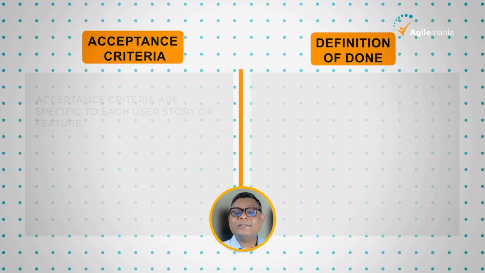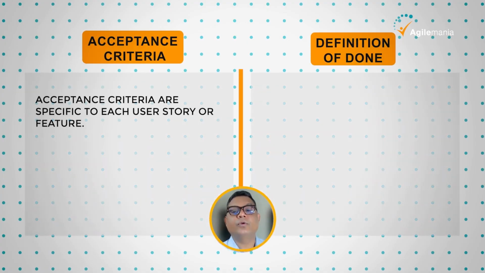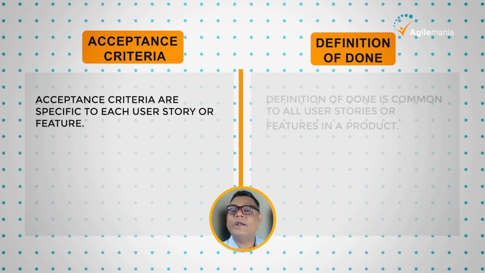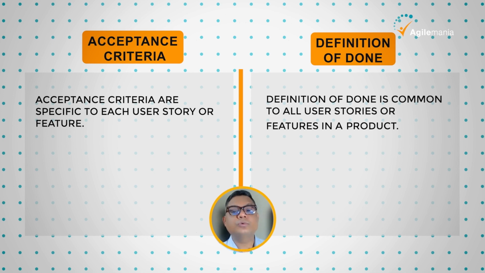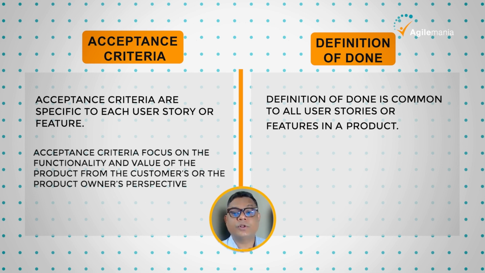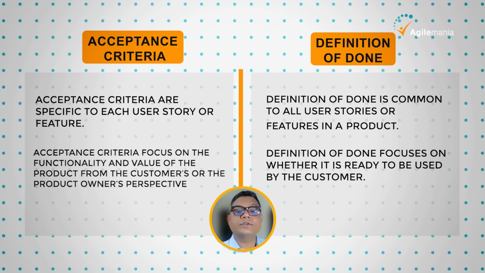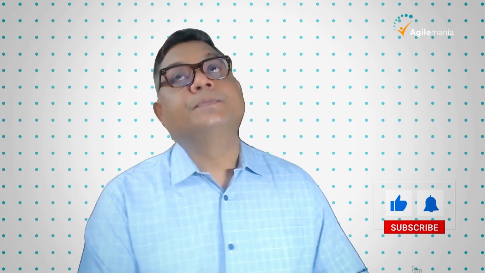Well, acceptance criteria are specific to the user story or feature, while definition of done is common to all user stories or features in the product. Acceptance criteria focuses on the functionality and value of the product from the customer's or end user's perspective, while definition of done focuses on whether it is ready to be used by the customer. An example will help you here.